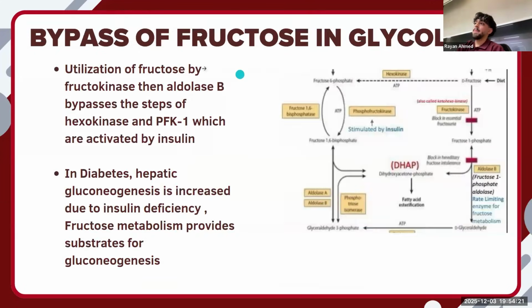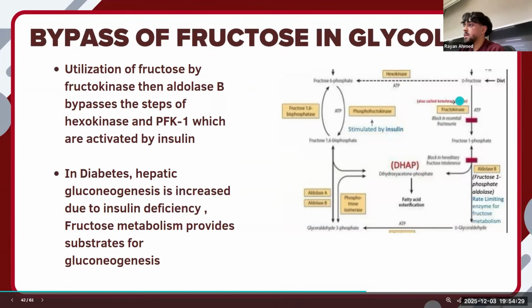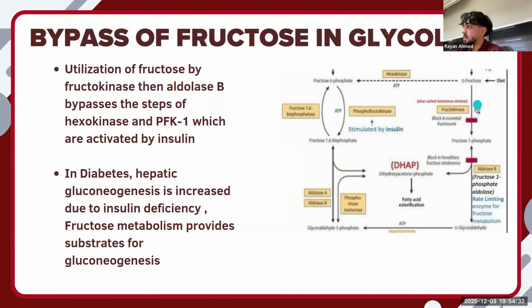Now, this is also very, very high yield. It's bypass of fructose and glycolysis. Now, what do I mean by this? What I mean is that when fructose is being broken down by fructokinase into fructose 1-phosphate, and then aldolase B is breaking down fructose 1-phosphate into DHAP or glyceraldehyde, these two can go back into glycolysis as fructose 1,6-bisphosphate or glyceraldehyde 3-phosphate. What they mean by bypass is that it bypassed the PFK1, which was the rate limiting enzyme, okay, which is activated by insulin.